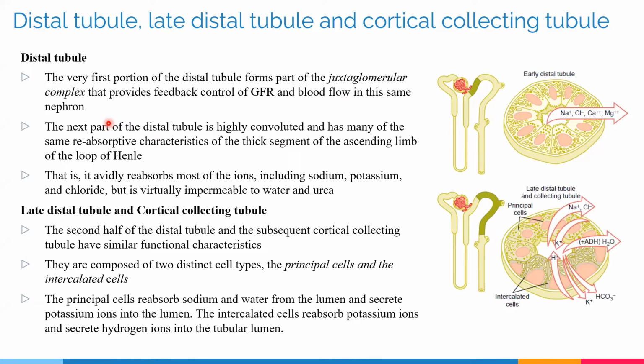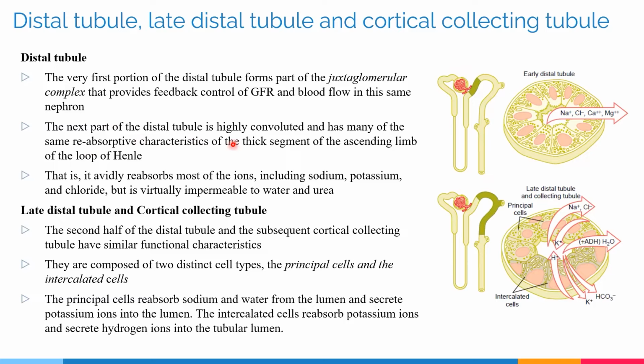So, as we have already seen in the previous video, the juxtaglomerular complex, along with the macula densa cells, are responsible for the autoregulation of glomerular filtration rate and blood flow in the nephron. I would recommend looking back at the previous video if you are having difficulty recalling the juxtaglomerular complex and the autoregulation of GFR. So this is the distal tubule region which is in contact with the juxtaglomerular complex, and thus it is able to help in the regulation and feedback control of GFR.